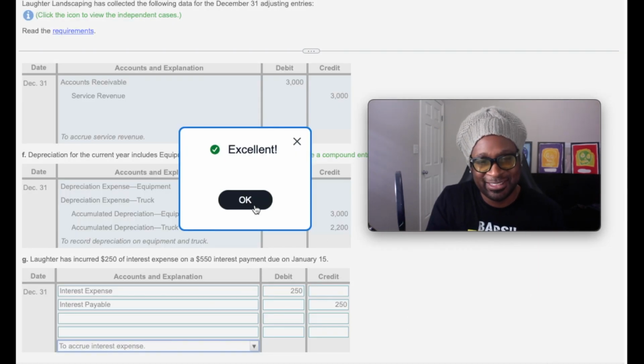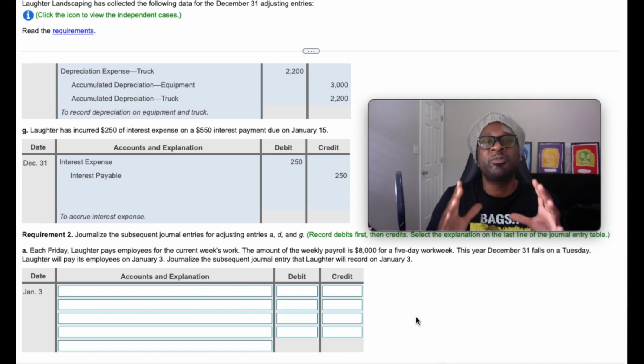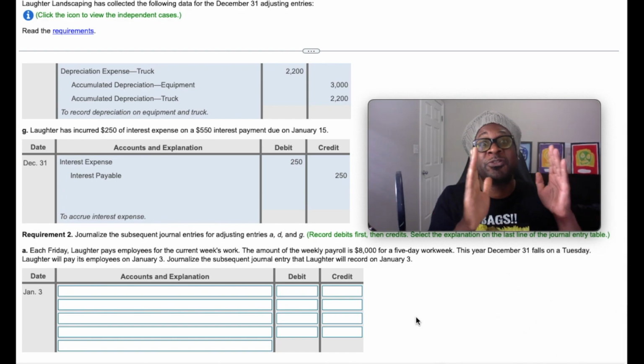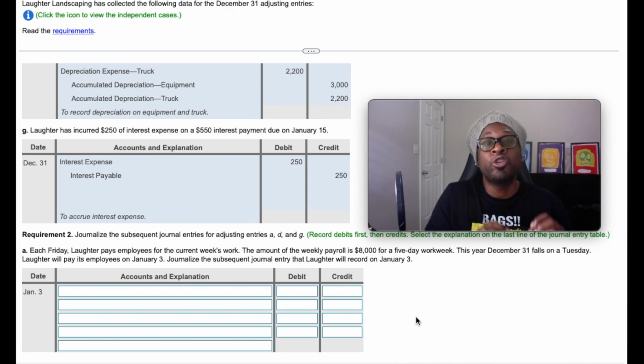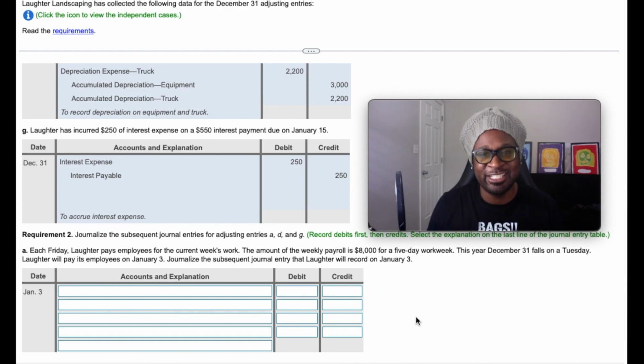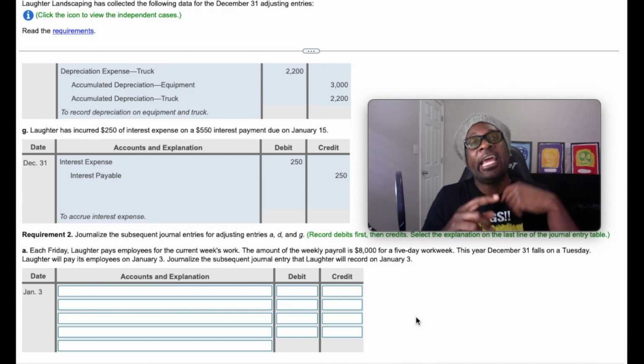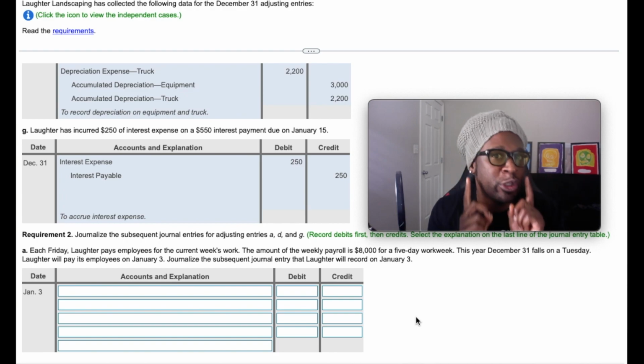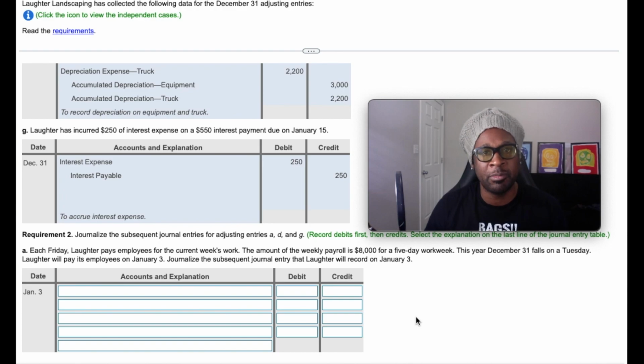Excellent job, gang. So now that we've properly recorded the adjusted interest for year end, we are going to record the subsequent events that take place the following year. Some of these adjusted entries will have subsequent events that will actually relate to that in the following year. And so only those will be the ones that we're going to make the proper entries for.